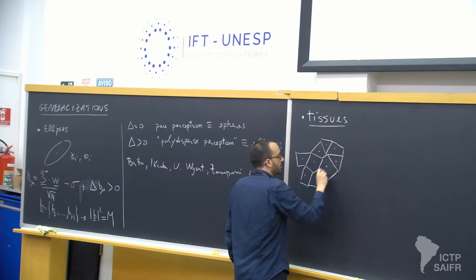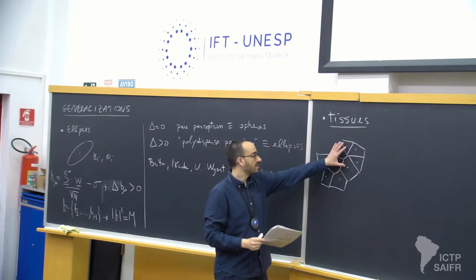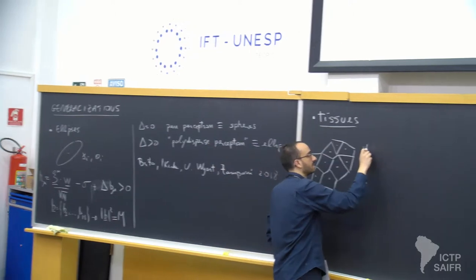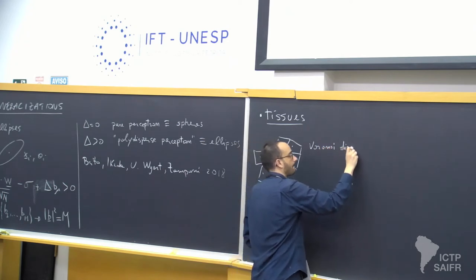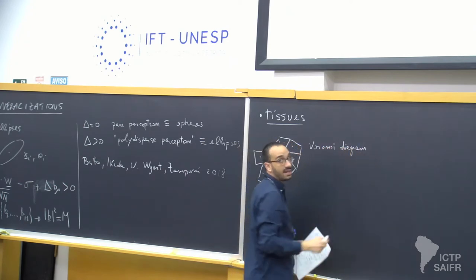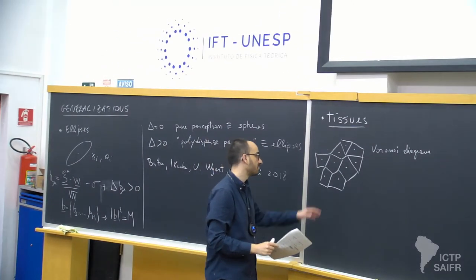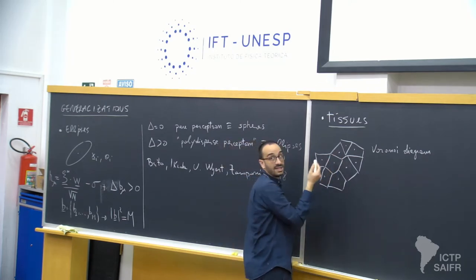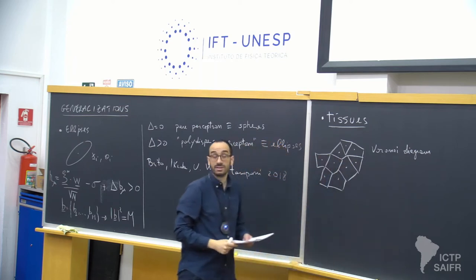And the simplest way to construct a tessellation of the plane is that you throw at random the points in the plane, and then you construct the Voronoi diagram. So there are other models for confluent tissues, but this one is simple because you have an idea of what is the center of the cell, which is the point that you choose in the plane, and then the boundary of the cell is just the edges of the Voronoi diagram.